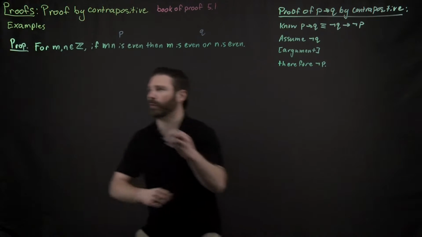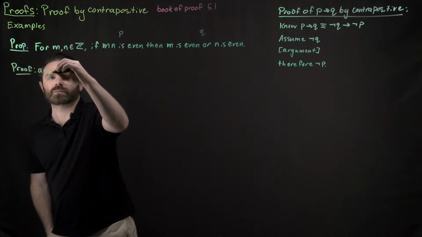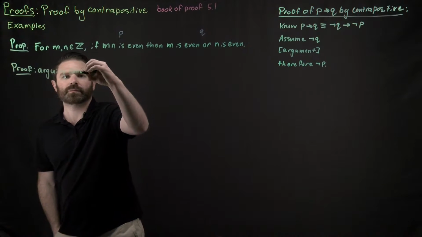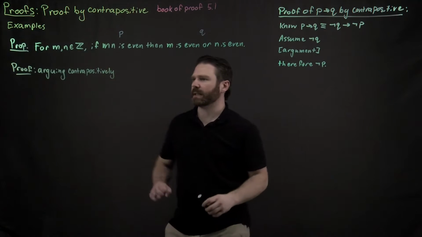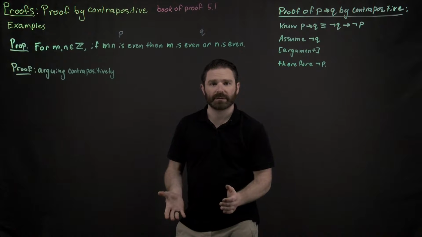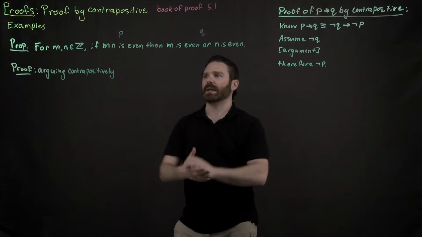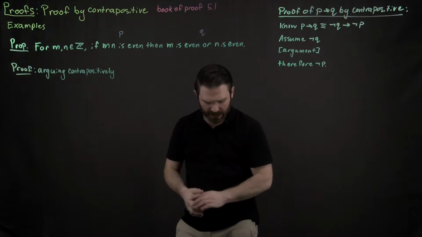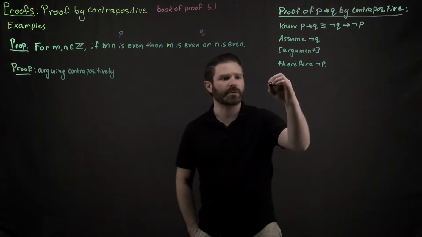So my proof is going to declare that I'm going to argue contrapositively. To argue contrapositively, I have to first figure out what is the contrapositive of this statement that I'm trying to show right here. So I have to do a little bit of scratch work on the side. So my scratch work.